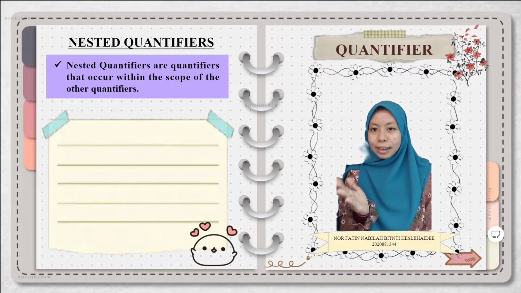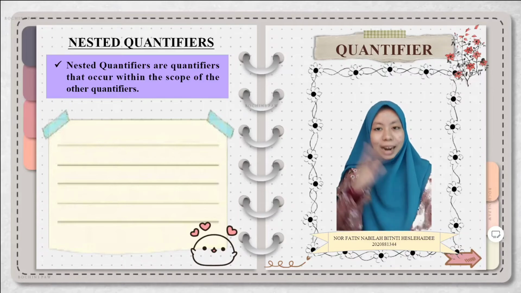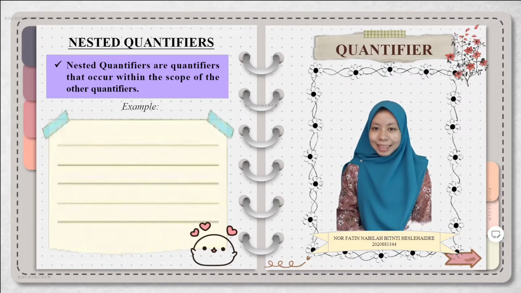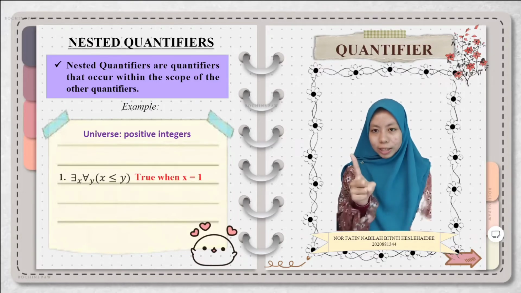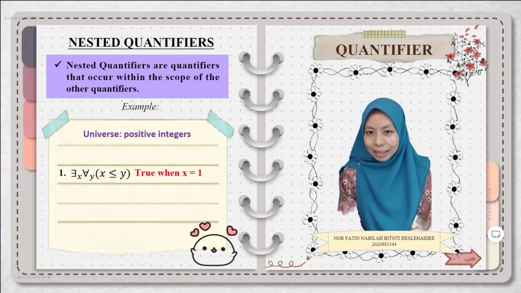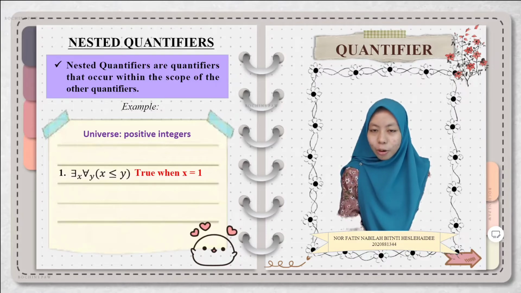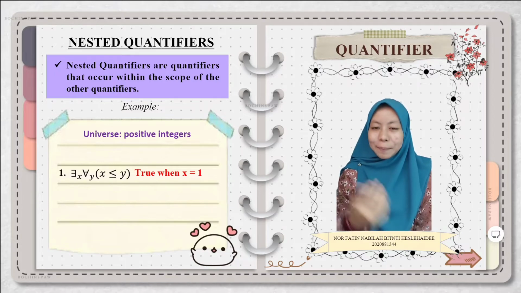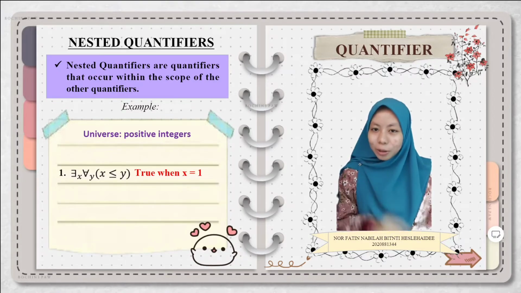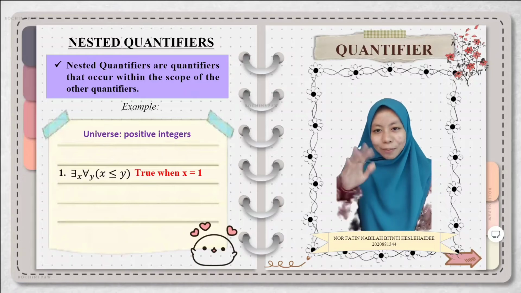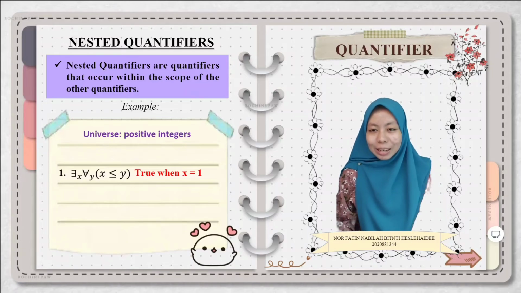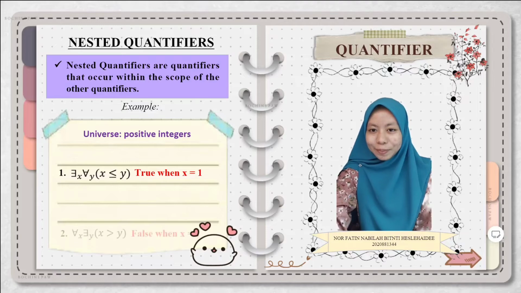Nested quantifiers are quantifiers that occur within the scope of other quantifiers. Let's look at the example. Our universe is the positive integers. So look at question 1. There exists x for all y, x is less than or equal to y. So it's true when x is equal to 1. Why? Because 1 is less than or equal to 1, 1 is less than or equal to 2, 1 is less than or equal to 3. It's the same for all the positive integers, so this statement is true.